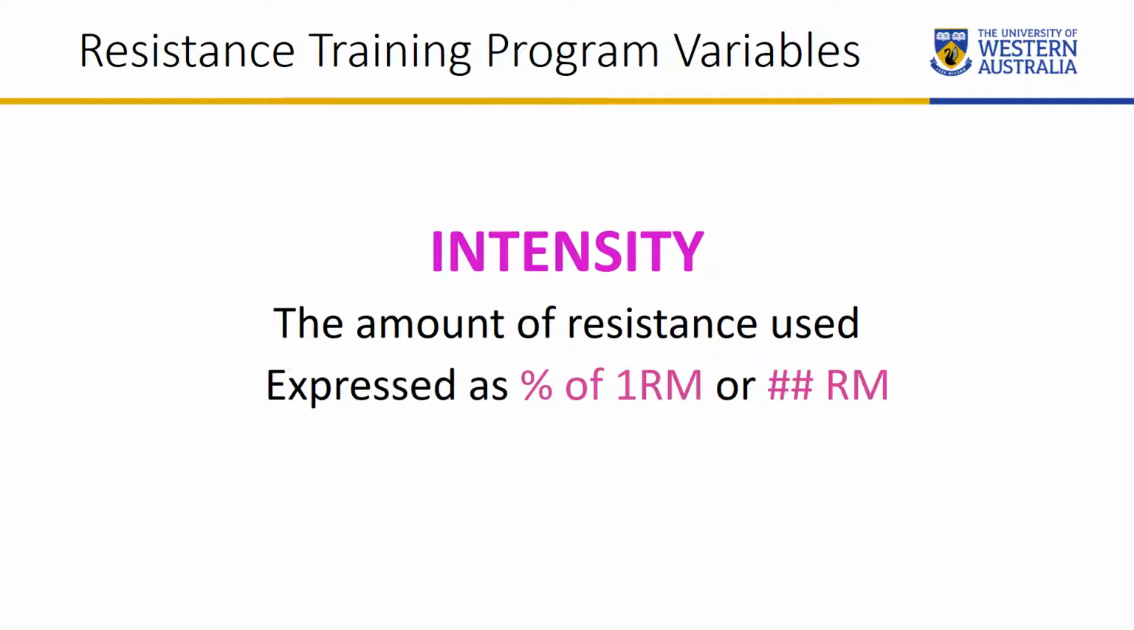It is important to note that intensity and volume have an inverse relationship. So as intensity increases, the volume of exercise, in particular repetitions per set, will need to come down. Vice versa, if you want to complete a high volume of work, so i.e. a high number of repetitions and maybe a high number of sets as well, then intensity needs to be accommodated appropriately.